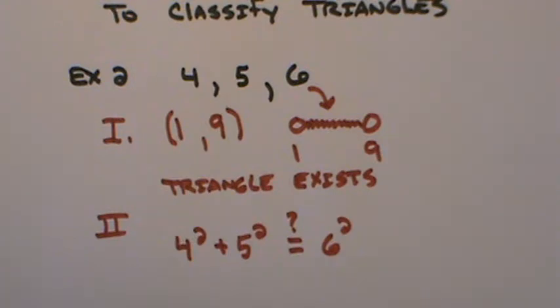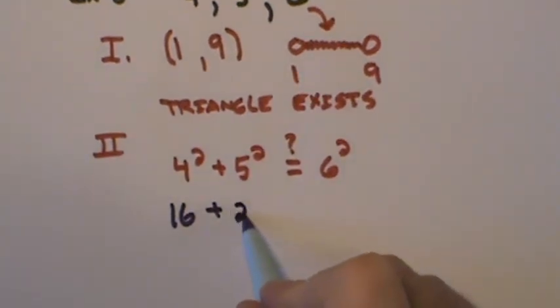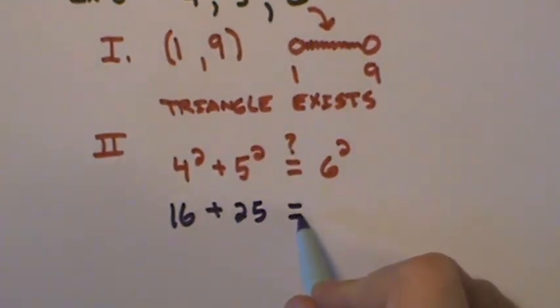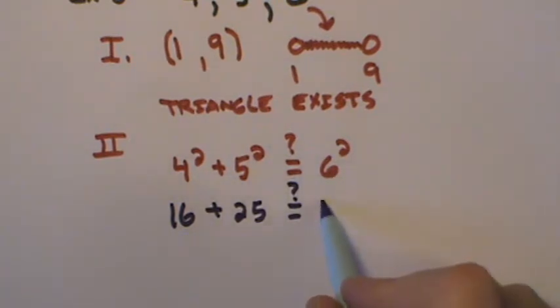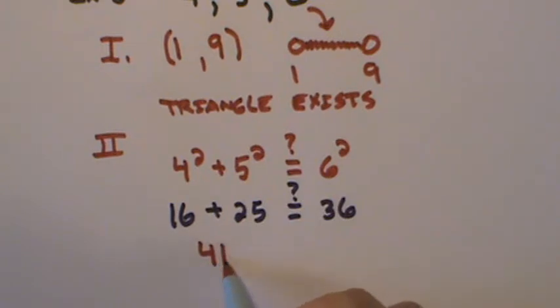So I'll do a little bit of math here. 4 squared is 16. 5 squared is 25. I still put a question mark here because I don't know how this is related. 6 squared is 36. Now that I add the 16 and 25, I get 41. And I ask, how is 41 going to be related to 36? 41 is greater than 36.